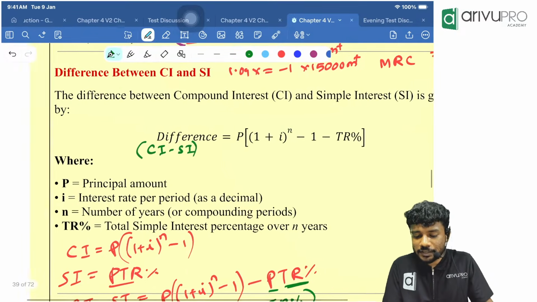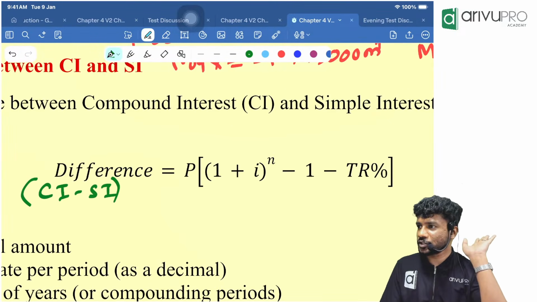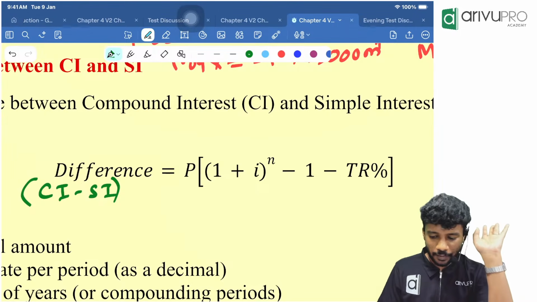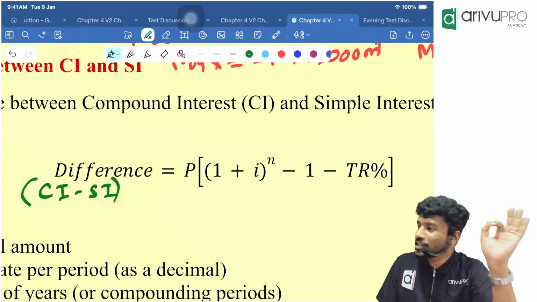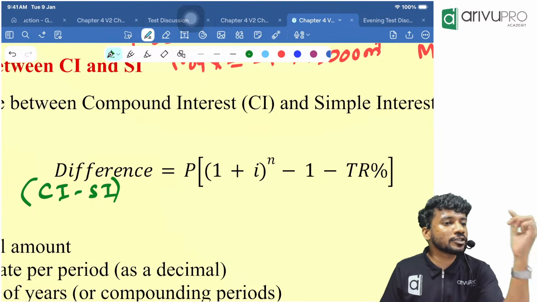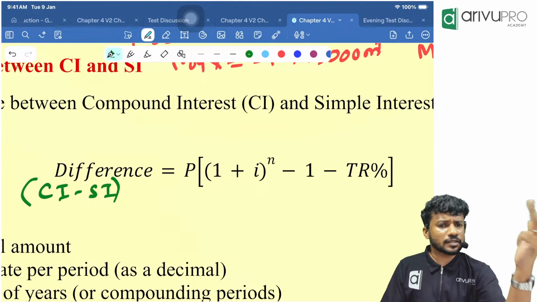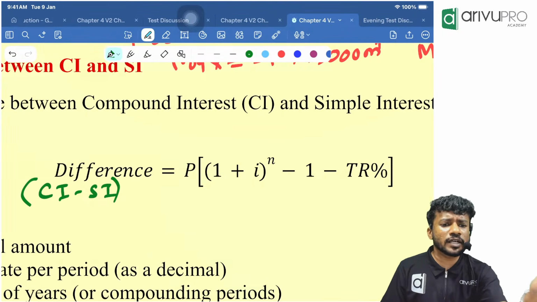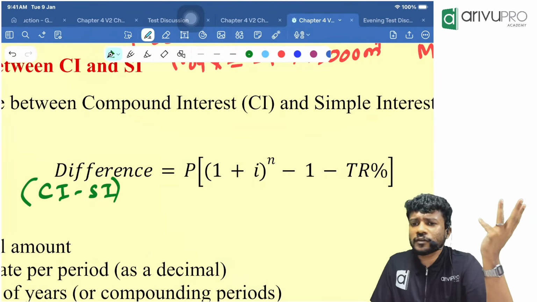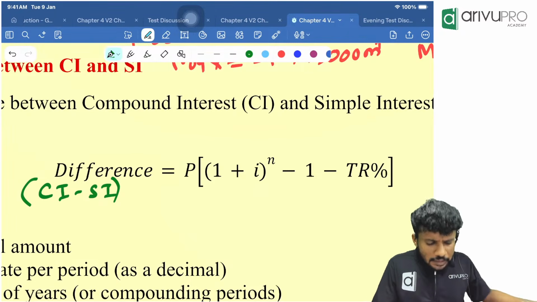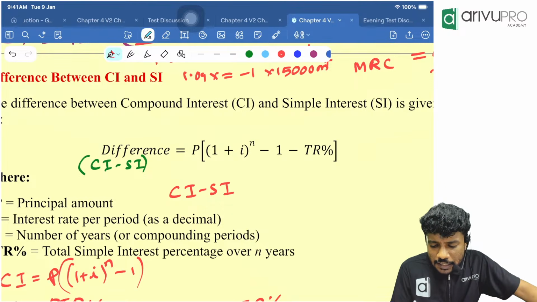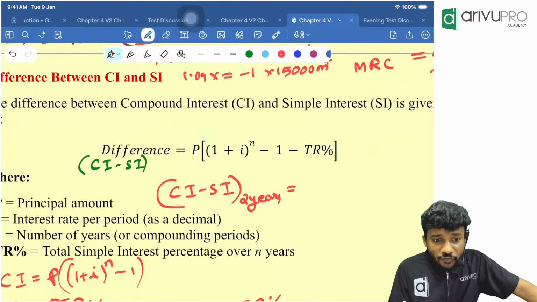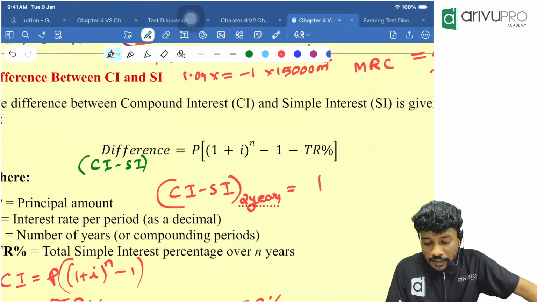CI minus SI is nothing but what, people? P into (1 plus I) the whole power n minus 1 minus TR percentage. That is called your CI minus SI. Then I will teach you one shortcut formula. Sometimes it will be 2 years, 3 years, 4 years, 5 years, whatever number of years they give in the question. But when they ask for CI minus SI and the number of years is 2 years, you can write another shortcut formula.